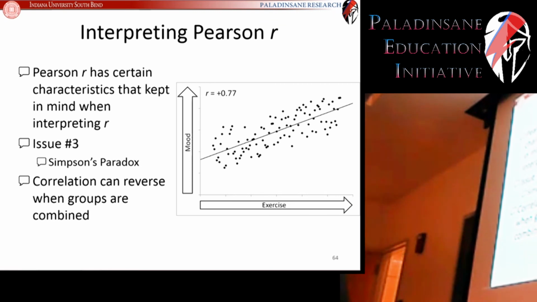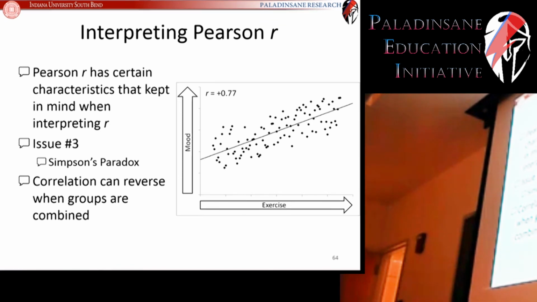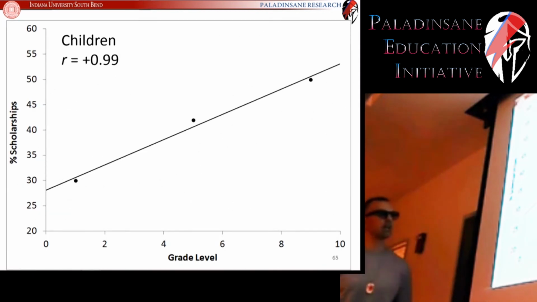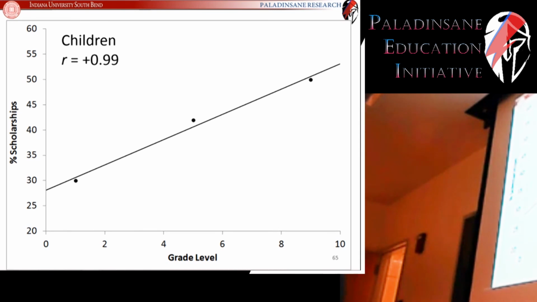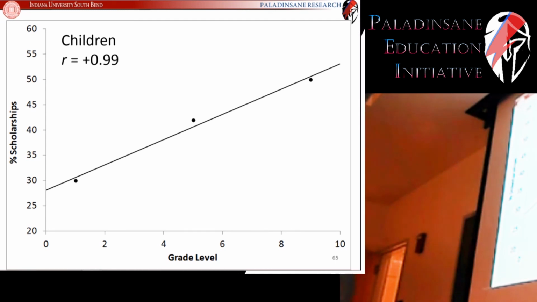So be, again, very wary of this. And this one will actually happen at all strengths of correlations. So let's take a look at this, and I'll give you some hypothetical data where this could happen. So here we have percentage of scholarships on the x-axis, and here we have the grade level for individuals, and we'll code the grades as just continuing numerically.